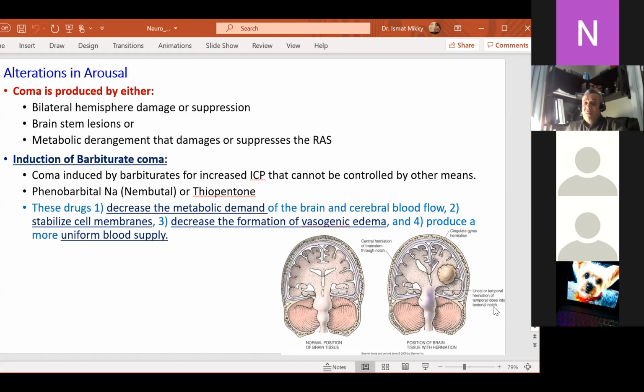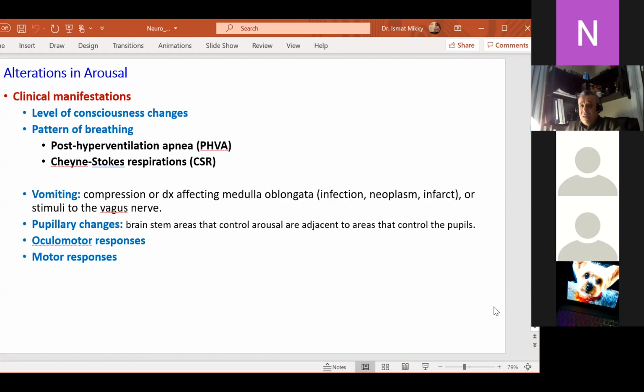We can also produce a more uniform blood supply, so all the brain cells will receive the same amount of blood when we initiate the barbiturate coma. So that's an induced coma due to the use of drugs like phenobarbital.